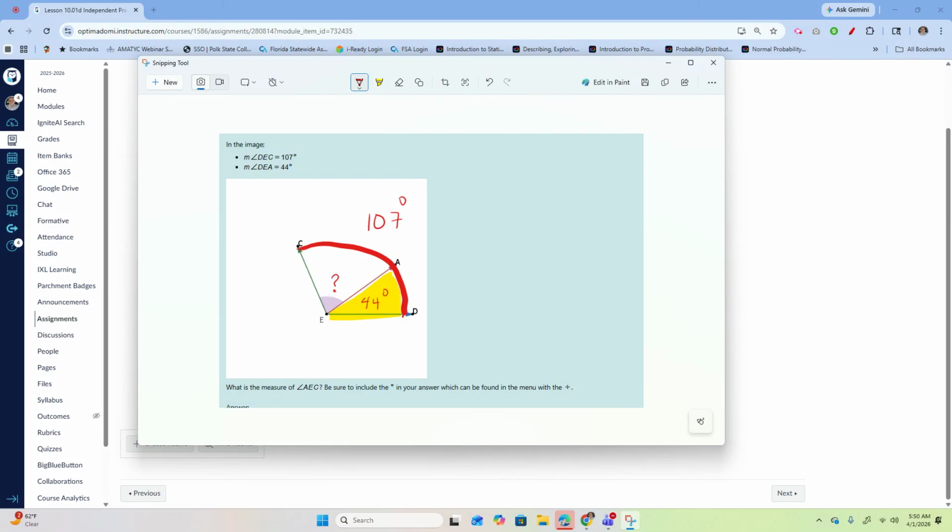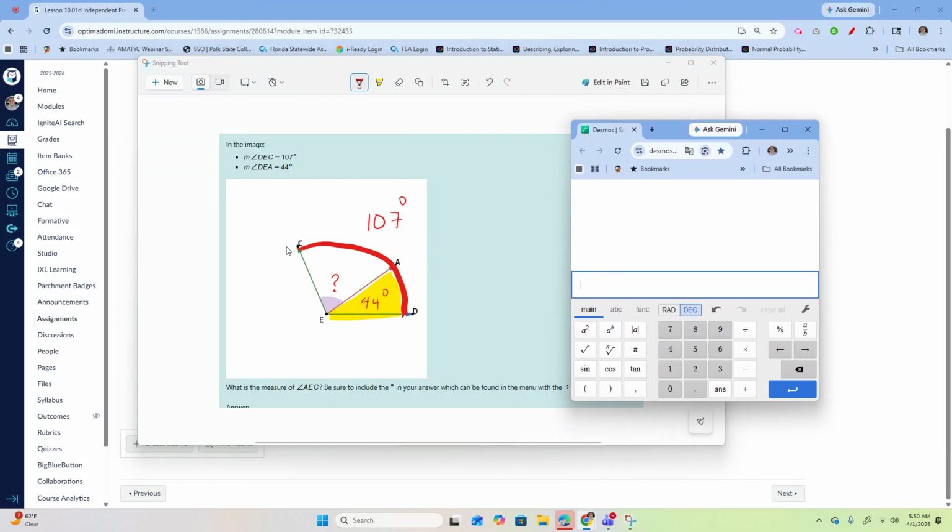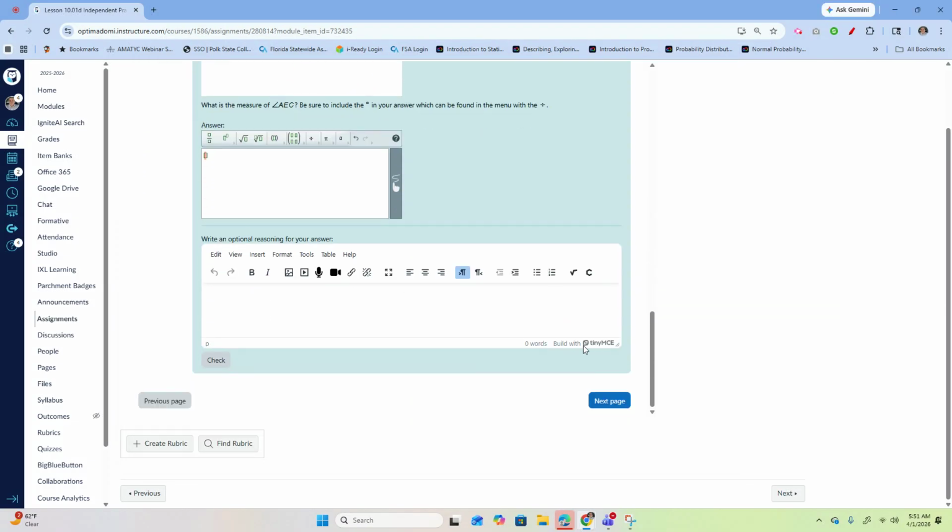How much is this? Again, you're going to take your calculator. You can see the whole big angle is 107, and the little one is 44. So we're going to subtract 44, and that will give me 63, because the two little angles together add up to the big angle. So the angle here is going to be 63. Okay, let's go to the next problem.